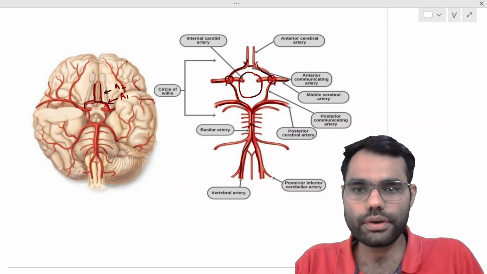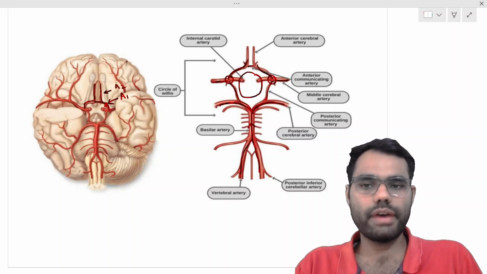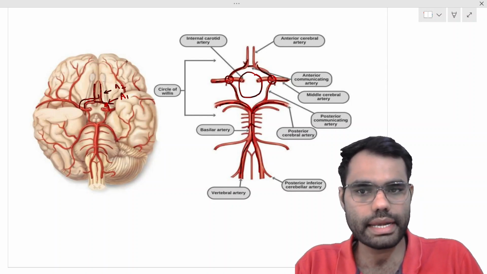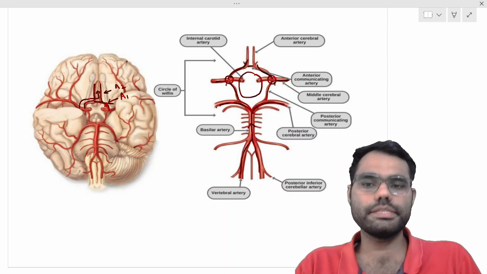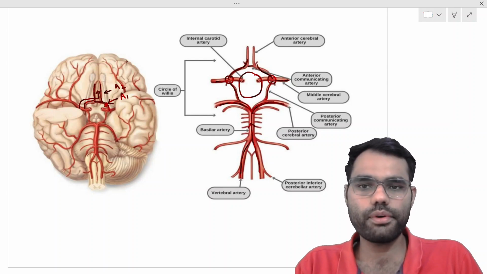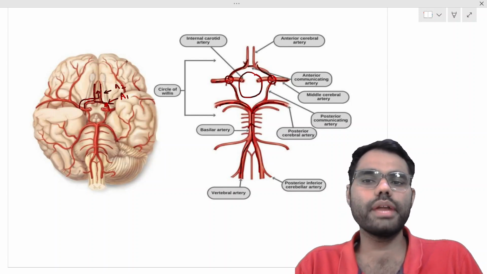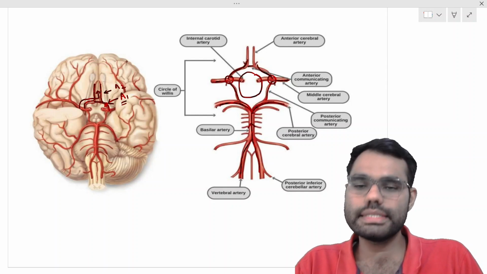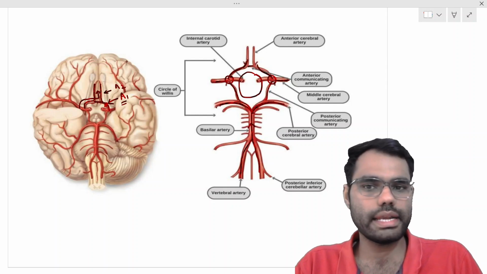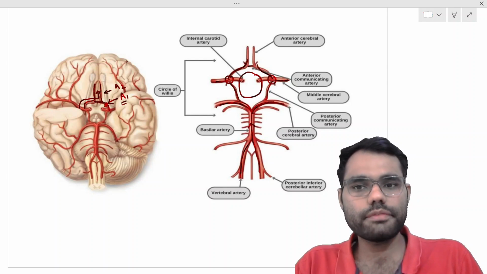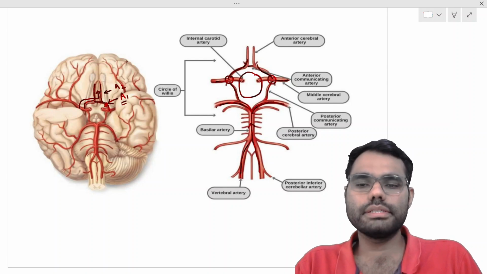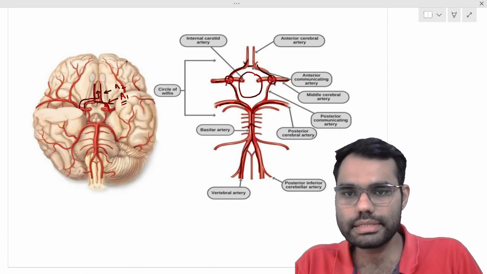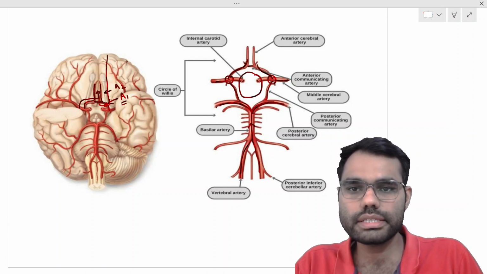Now if there is occlusion here, there would be no symptoms. Why? Because the opposite side anterior cerebral artery via the anterior communicating artery would supply this side as well. So there would be no reduced blood flow on either of the sides, and therefore the patient would have no symptoms when there is occlusion of the A1 branch or the ACA branch proximal to the origin of the anterior communicating artery. Now what if there is an obstruction in this A2 branch, that is distal to the origin of this anterior communicating artery? In that case, this part of the brain would undergo infarction.